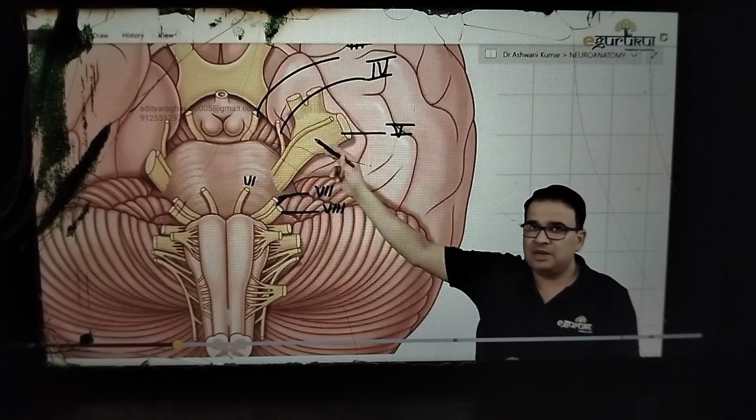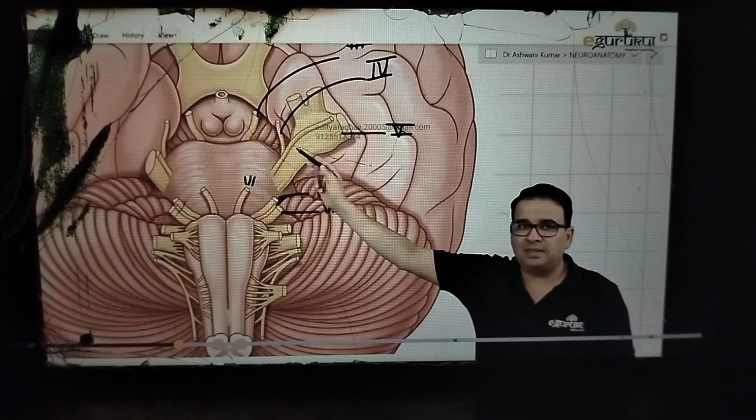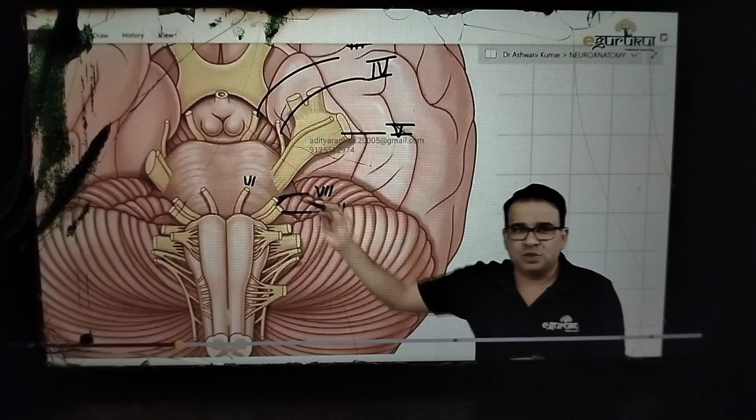I repeat again what I said. The trigeminal nerve is a predominantly sensory nerve, so the thicker portion will be the sensory root and the thinner one is motor. But the facial nerve is predominantly a motor nerve, so the thicker part is motor and the thinner one is sensory.